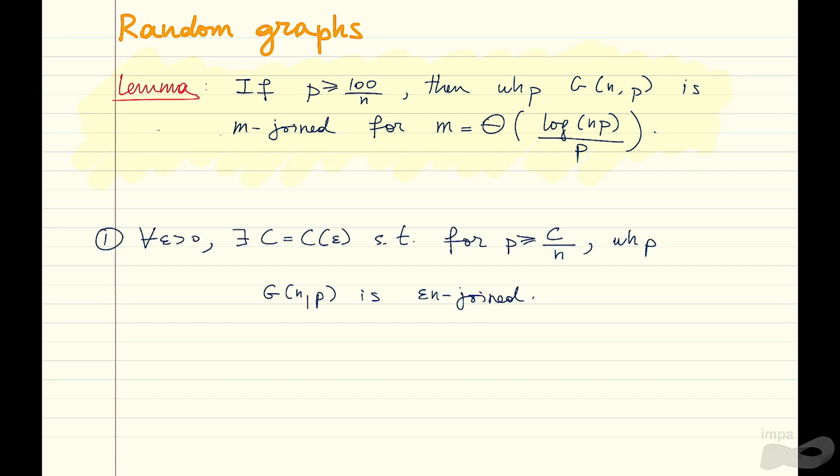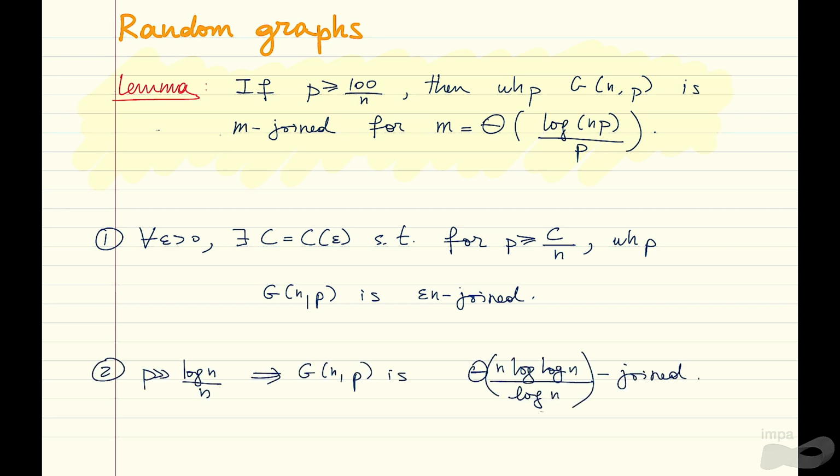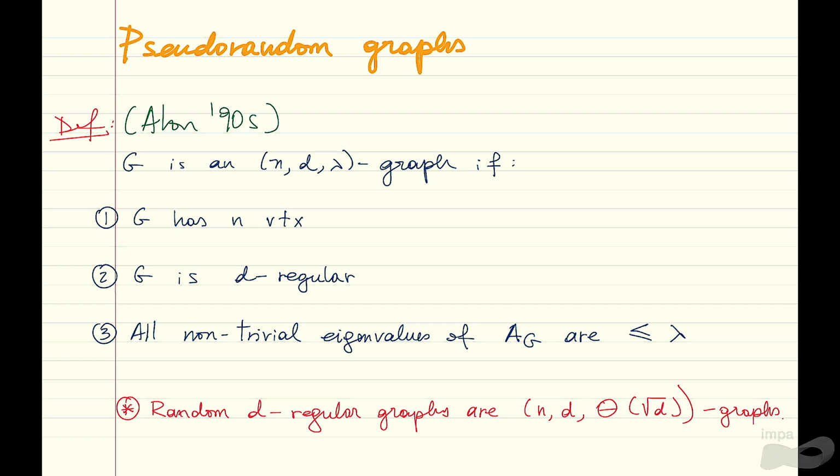So in particular, if we pick p of the form C over n, then for any epsilon, we can choose this constant C large enough. So G(n,p) is going to be, with high probability, epsilon n-joined. So every time we pick in G(n,p) sets of size epsilon n, we are always going to see an edge crossing. But if we pick p larger, let's say at least log n over n, or much larger than log n over n, we will have a sublinear jointness. So every time we pick sets of size n times log n over log n, we're going to see an edge crossing. Good.